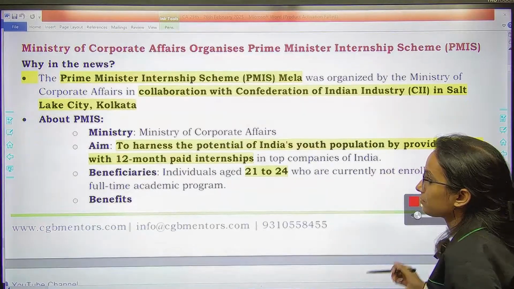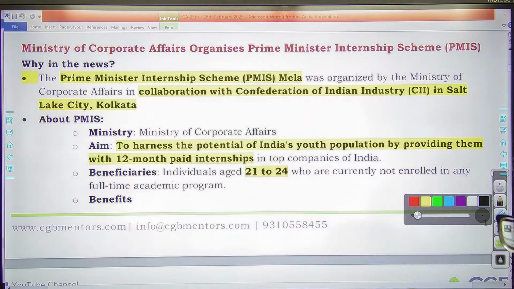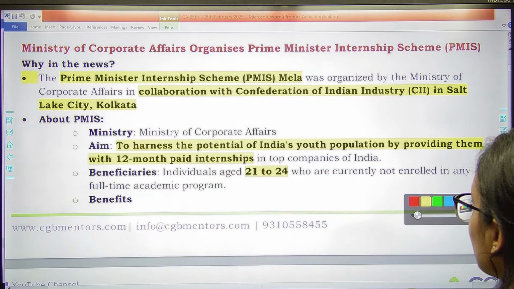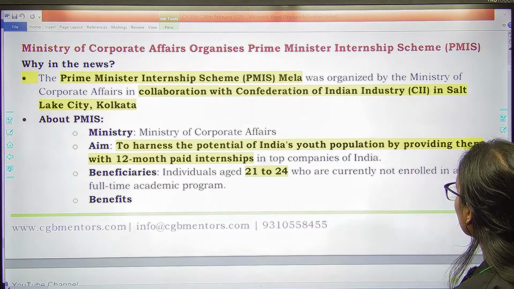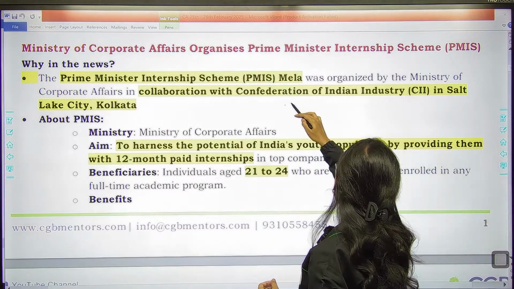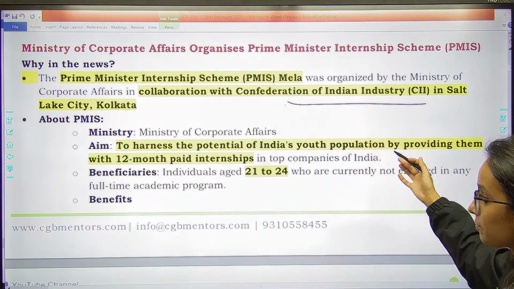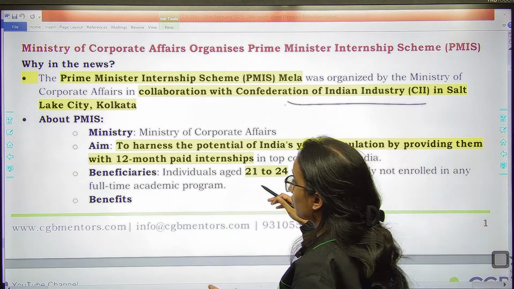Then next you have, yes, Prime Minister Internship Scheme Mela. Recently, you see, Prime Minister Internship Scheme Mela was organized by Ministry of Corporate Affairs in collaboration with Confederation of Indian Industry CII in Salt Lake City, Kolkata. So Kolkata mein this was organized.